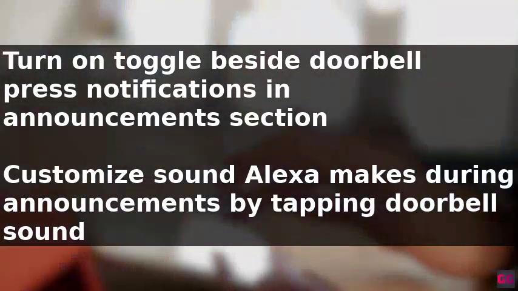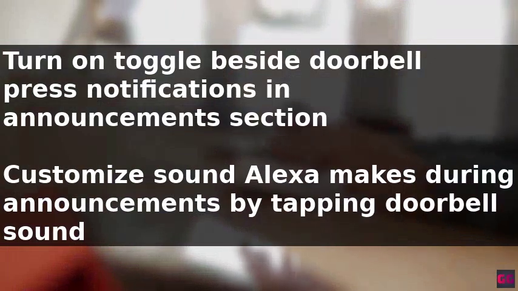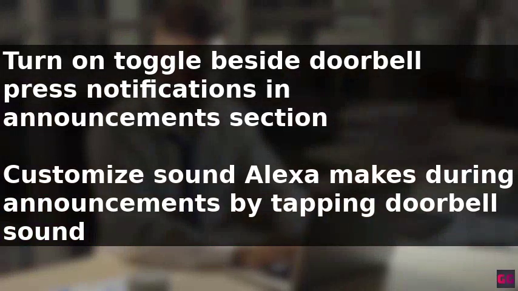To enable motion announcements, first ensure that your Blink system is armed and that motion detection is enabled in the Blink app. It's also important to note that this feature is not compatible with XT or indoor cameras.